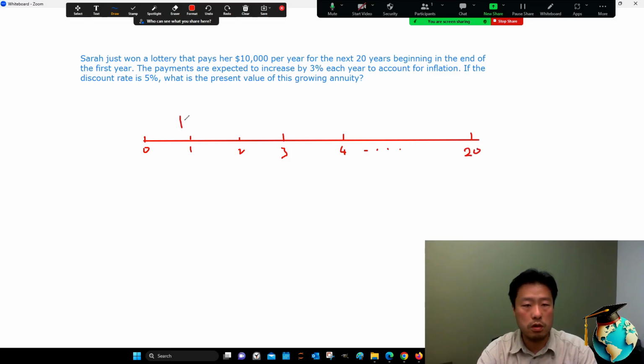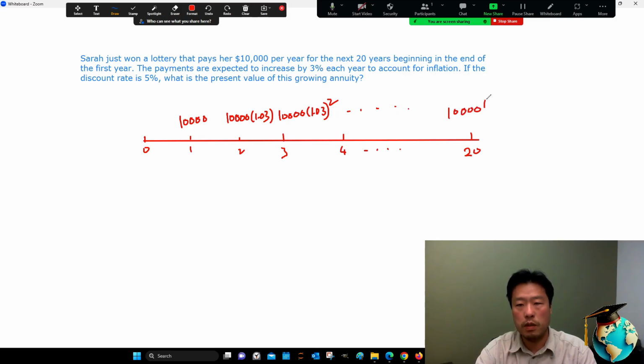The first year, you are going to receive $10,000, and the second year, you're going to get 10,000 multiplied by 1.03, and then the third year you get 10,000 multiplied by 1.03 to the power of 2, until you get 10,000 multiplied by 1.03 to the power of 19.